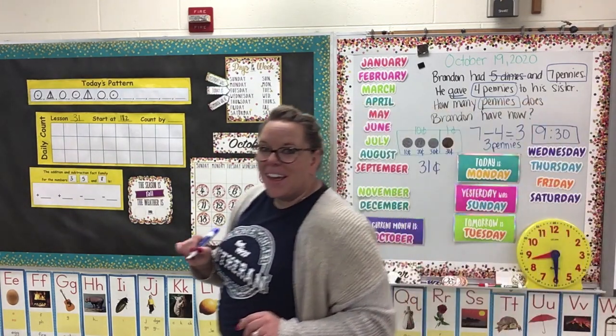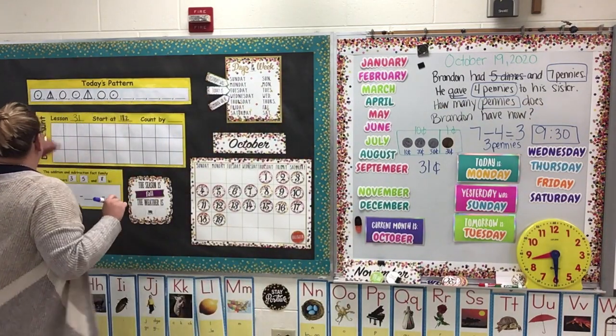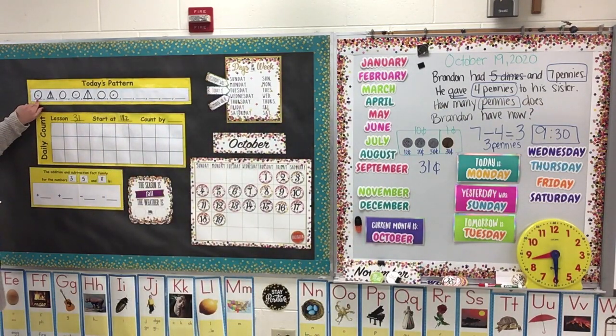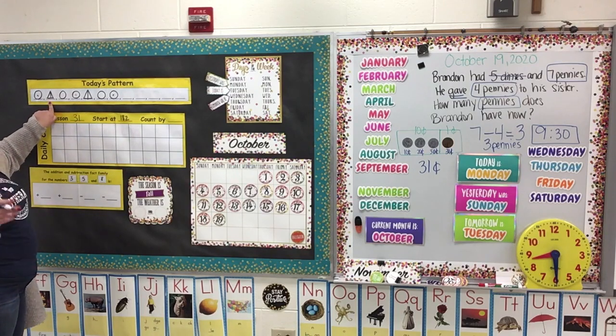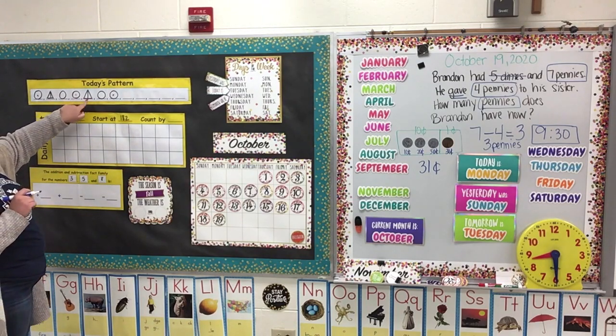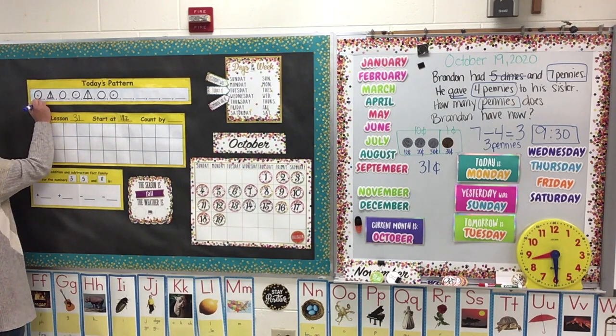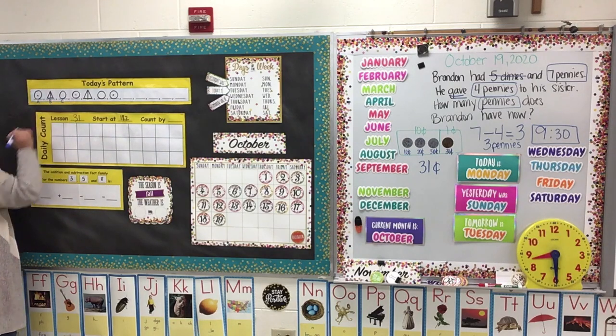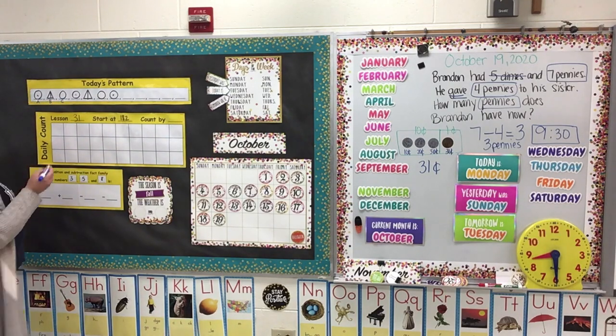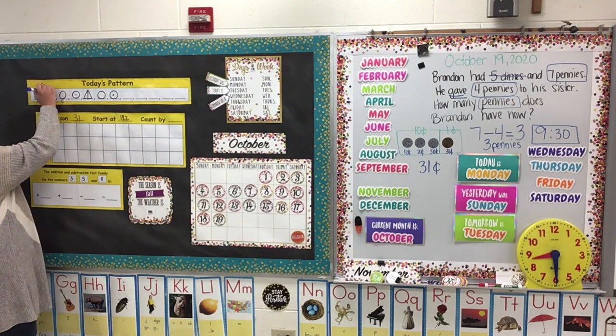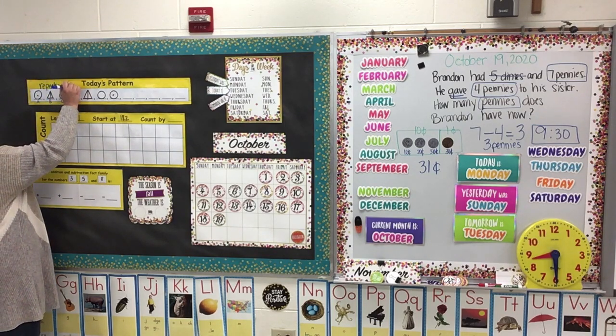Wonderful. Let's go ahead and look at our pattern for today. We have a circle with a dot, a triangle that's cut in half, and a regular old circle. Circle with a dot, triangle that's cut in half, and a plain circle. So we have an A, B, C pattern. This is just a repeating pattern. Or we could say it's a changing pattern.